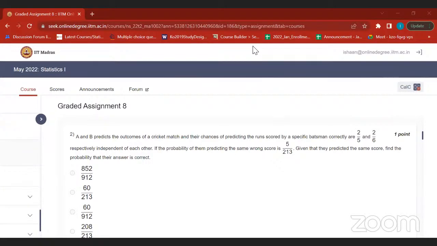No. The probability of predicting the same score, you have to compute using the law of total probability, right? This complete event E.